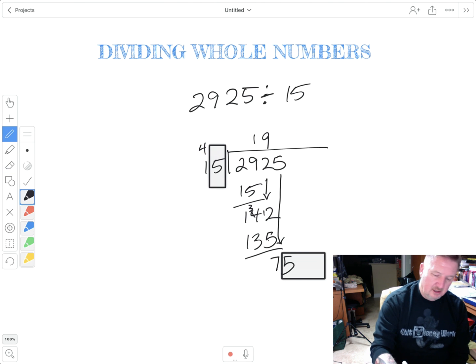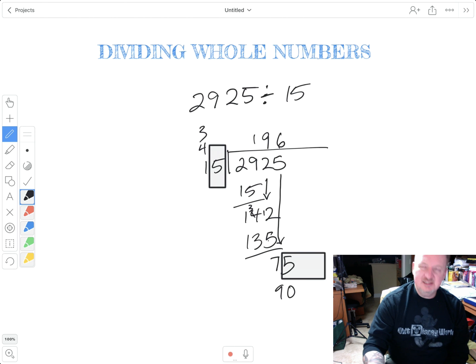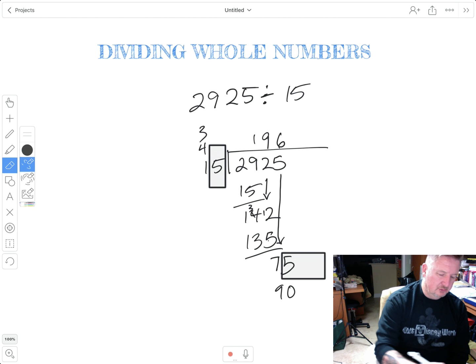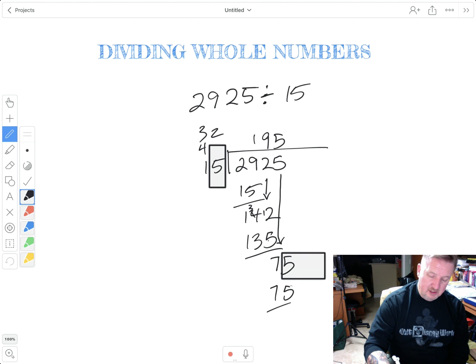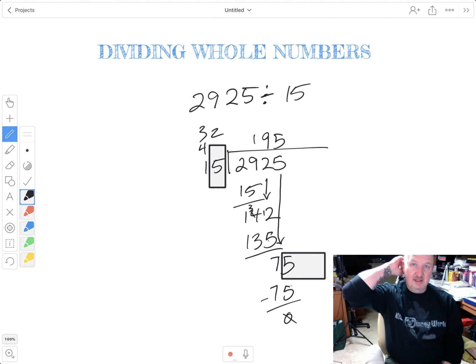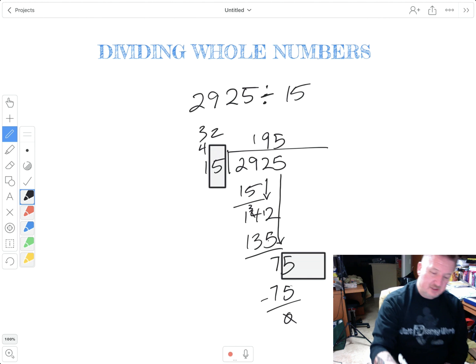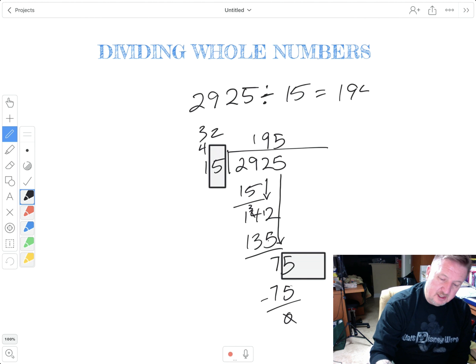So let me back it up a little bit and say 6. 6 times 5 is 30. 6 times 1 is 6, plus 3 is 9. Still too big. So I erase this and I go down to 5 times. 5 times 5 is 25. Carry the 2. 5 times 1 is 5. Plus 2 is 7. Looks like it divided out evenly. So my answer is 195.